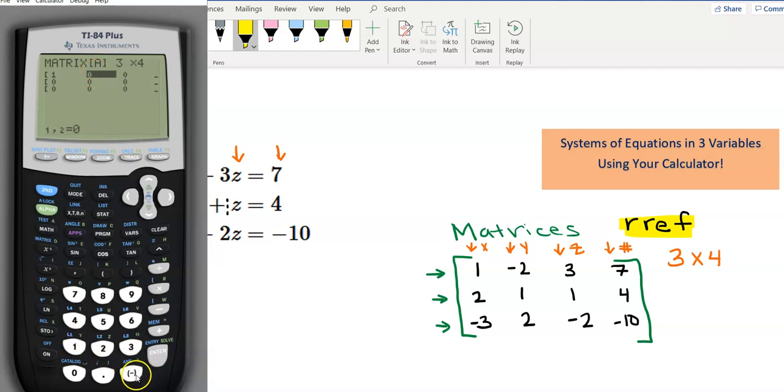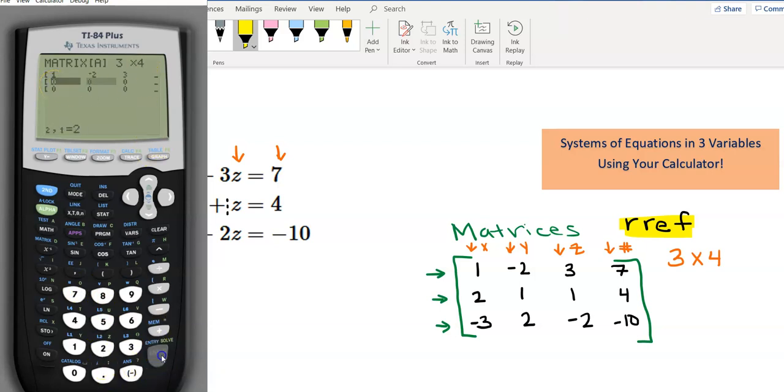So that's a -2. Remember, when putting negatives in your calculator, you have the negative sign. Do not use the minus sign. Your calculator does distinguish between the two. You need to make sure that you put the negative sign. So -2, enter, 3, enter, 7, enter. And notice after 7, it jumps down to the next row.